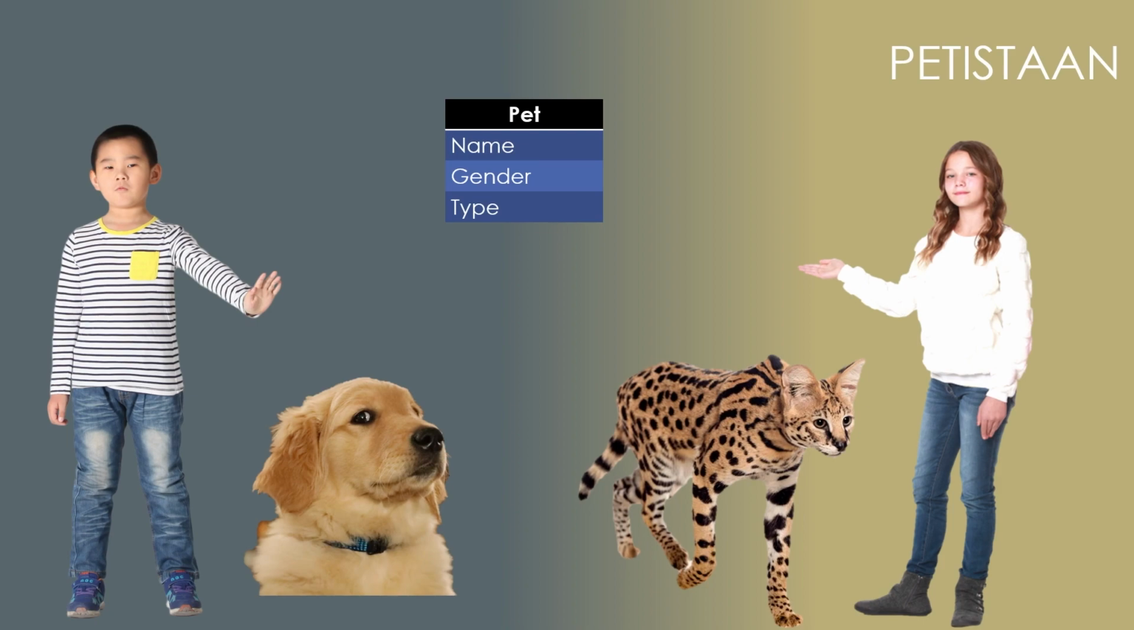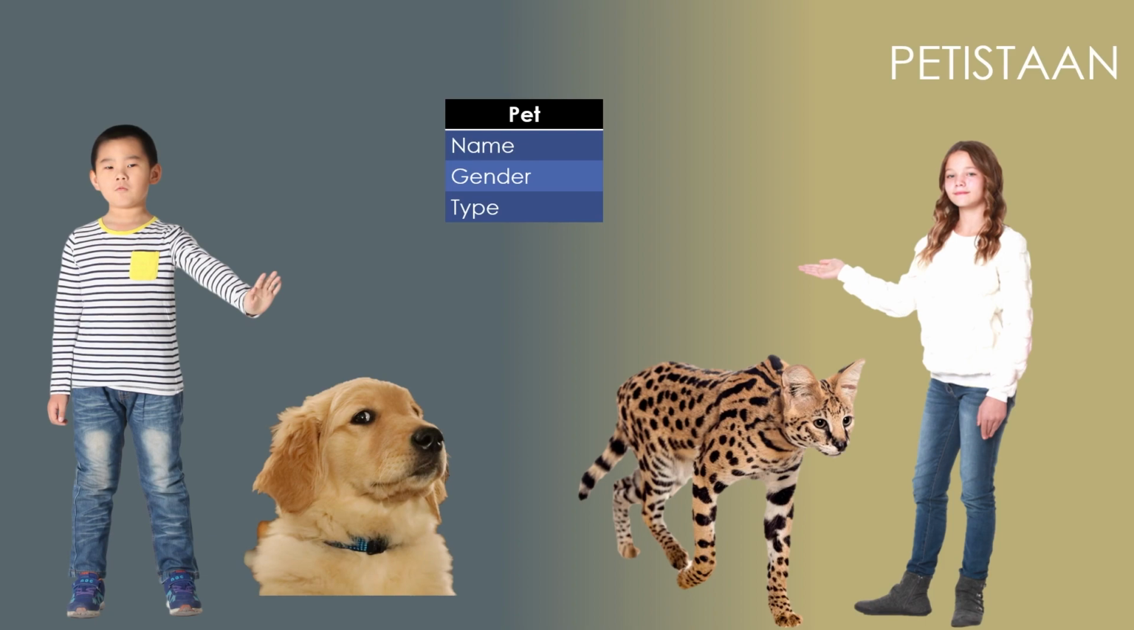Now for the pet, you know that generally we go for something like name of the pet, gender of the pet, and gender we took it as enum, male and female, and then the type of the pet, where in our case, the type can be dog, it can be a cat, it can be a fish, it can be a rabbit, or it can be a bird. So these are the 5 different types we are having in our Petistaan application here.